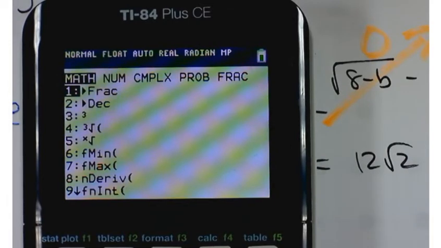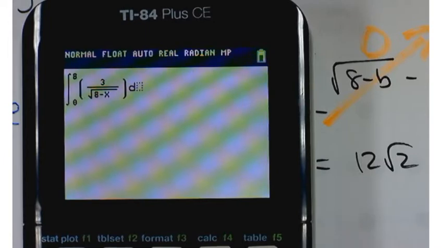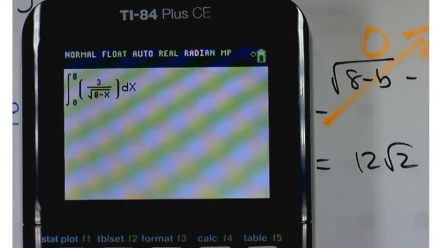Math 9, integral from 0 to 8 of 3 divided by the square root of 8 minus x dx. I was wondering if anyone would catch that. If you hit the alpha key, then the y equals key, it'll give you the fraction.